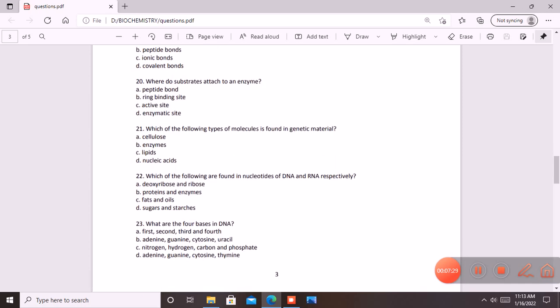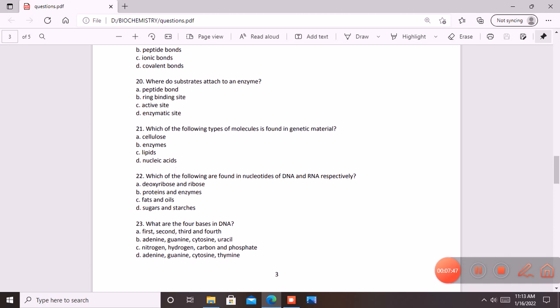Question 21. Which of the following types of molecules is found in genetic material? So every genetic material is made of nucleic acids or nucleotides, so either RNA or DNA. So question 21, the answer is D. Every genetic material has a nucleic acid.